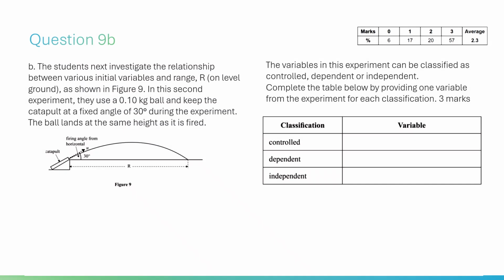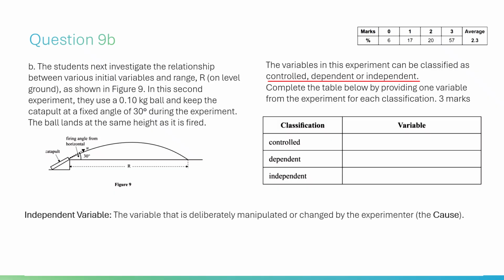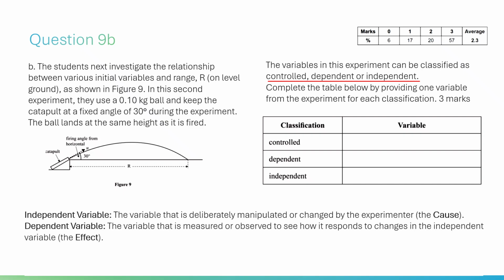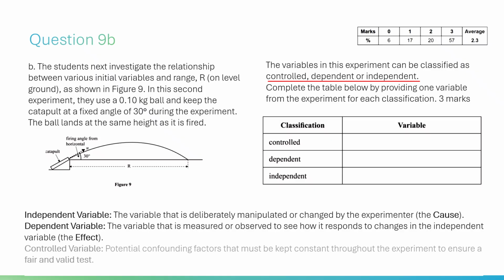This question requires us to classify the physical parameters of the projectile experiment into controlled, dependent, and independent variables. In scientific investigations, variables must be strictly controlled and classified to establish a valid cause and effect relationship. Independent variable: the variable that is deliberately manipulated or changed by the experimenter, the cause. Dependent variable: the variable that is measured or observed to see how it responds to changes in the independent variable, the effect.